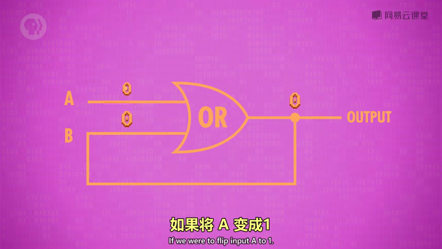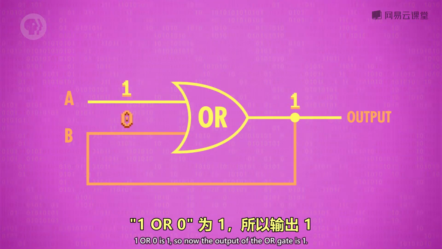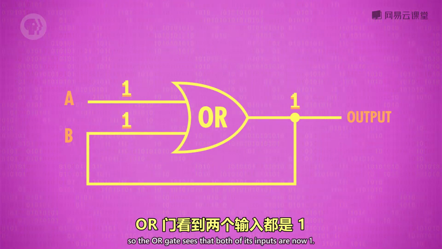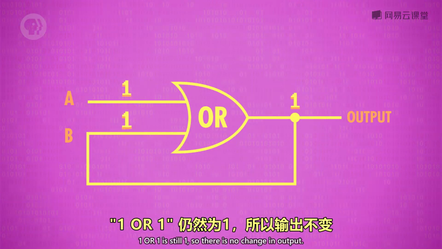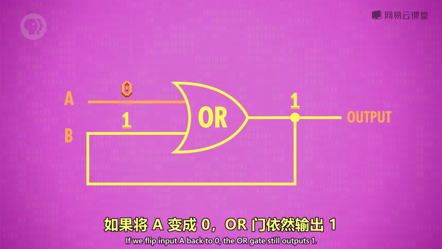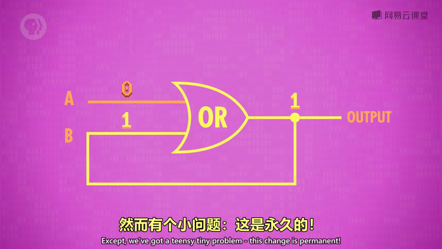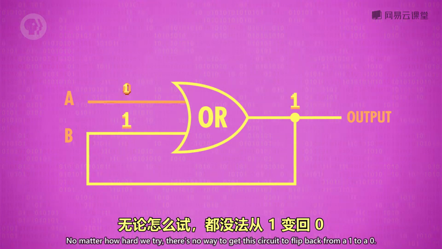If we were to flip input A to 1, 1 or 0 is 1. So now the output of the OR gate is 1. A fraction of a second later, that loops back around into input B. So the OR gate sees that both of its inputs are now 1. 1 or 1 is still 1, so there is no change in output. If we flip input A back to 0, the OR gate still outputs 1. So now we've got a circuit that records a 1 for us. Except we've got a teensy tiny problem. This change is permanent. No matter how hard we try, there's no way to get this circuit to flip back from a 1 to a 0.